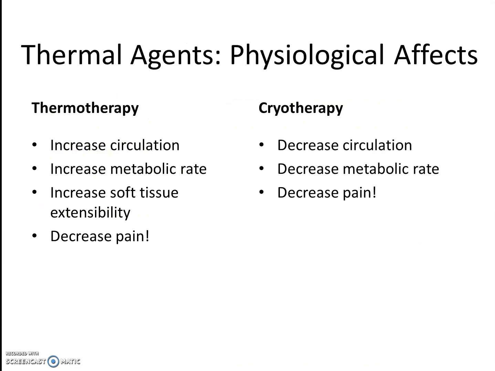So I want to touch on the goals or the physiological effects that are occurring with these different modalities. With thermotherapy, the effect of our physical agent is to increase circulation to that part of the body, to increase the metabolic rate, to increase the soft tissue extensibility, and decrease pain. Soft tissue extensibility, I think of that as the elasticity or the flexibility of the tissue. So we're trying to increase the length or flexibility of that structure where we're applying our thermotherapy.